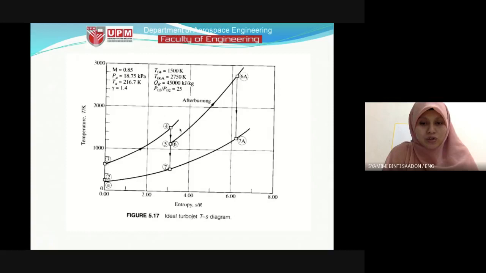Okay, so remember I said just now, if we don't have afterburner, then the highest temperature achieved is at 4, T total 4, which is the turbine inlet temperature. Otherwise, if we have afterburner operating, then the maximum temperature is the temperature exiting the afterburner before going into the nozzle, which is T6A.